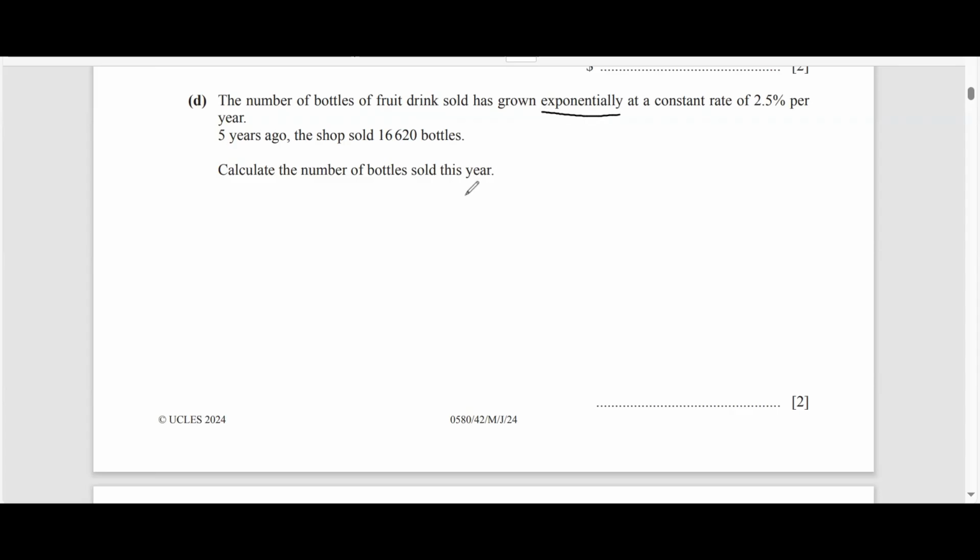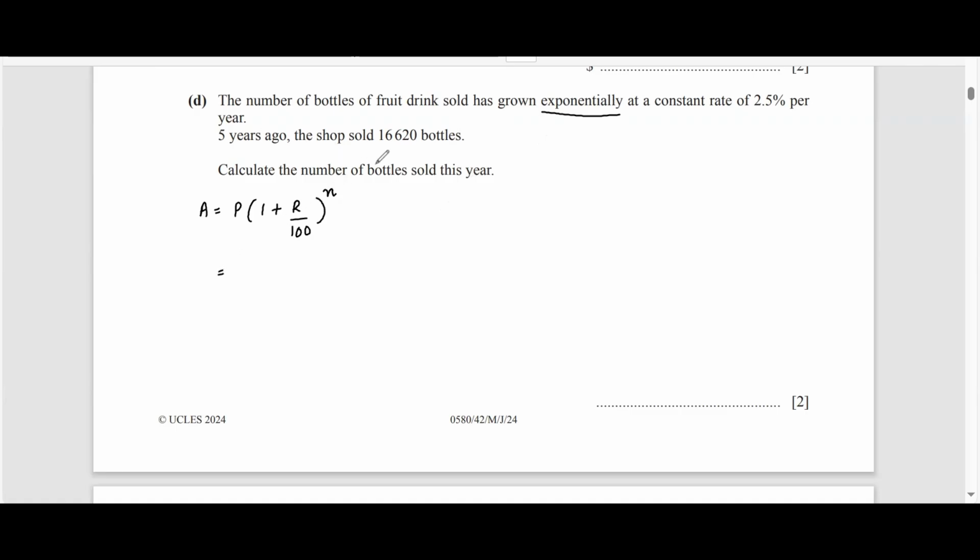Exponentially, the term exponentially represents it's a compound interest and it's increasing. So the formula for compound interest, we know A is equal to P into 1 plus R over 100 to the power of N.